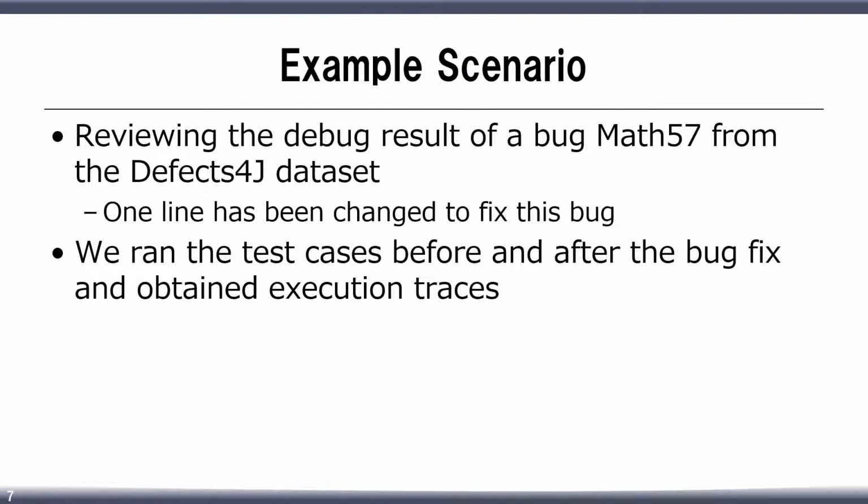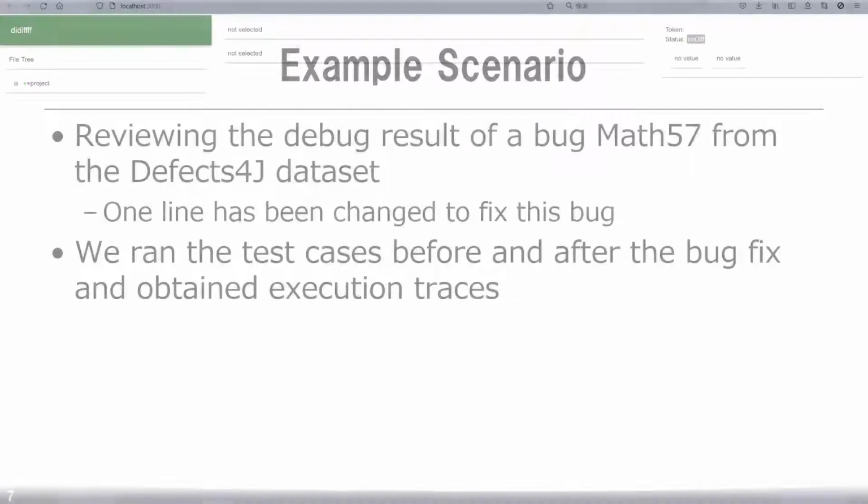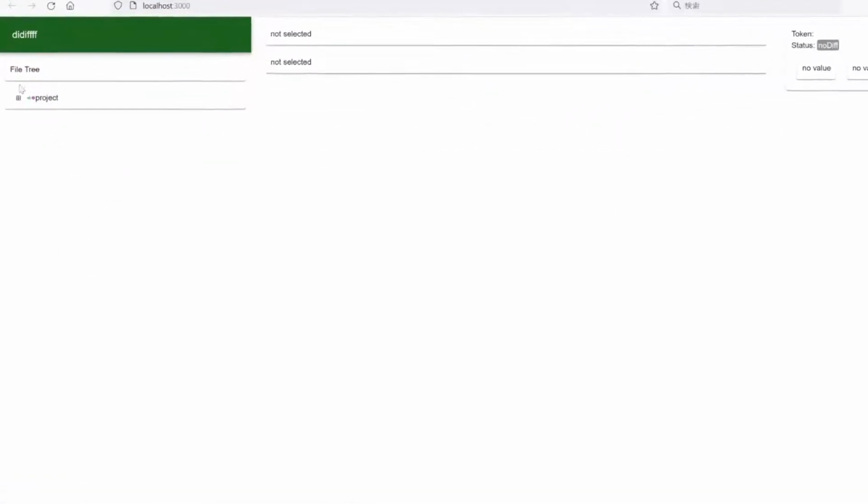Here is the example scenario of the demonstration. Now we would like to review the debug result of a bug, math57, from the didiffff dataset. We ran the test cases before and after the bug fix and obtained execution traces. Firstly, look at this file to review.